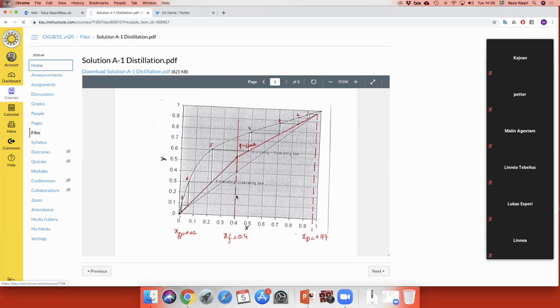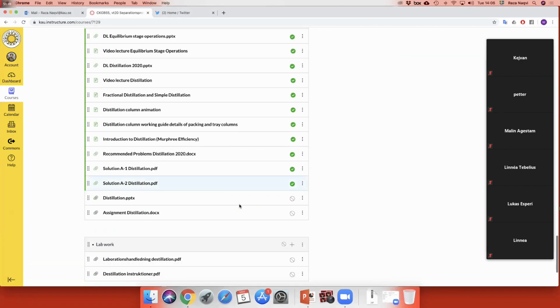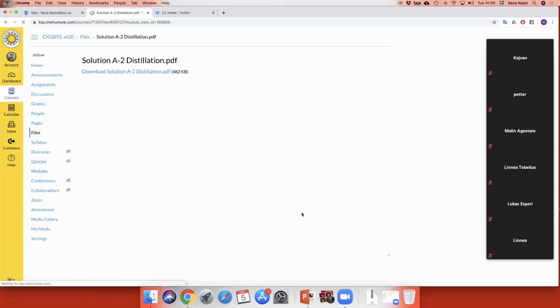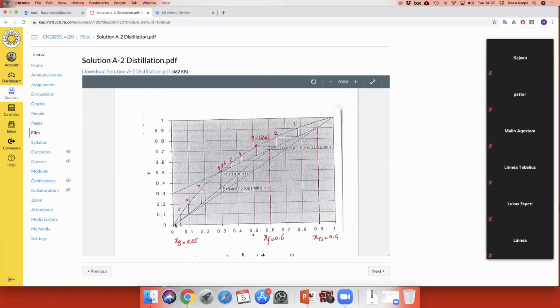And for the second system, for the second problem, it looks very consistent. It has a quite similar slope, so the slope of the equilibrium curve is not changing that much. So it's going very nicely from 0 to 1, right?